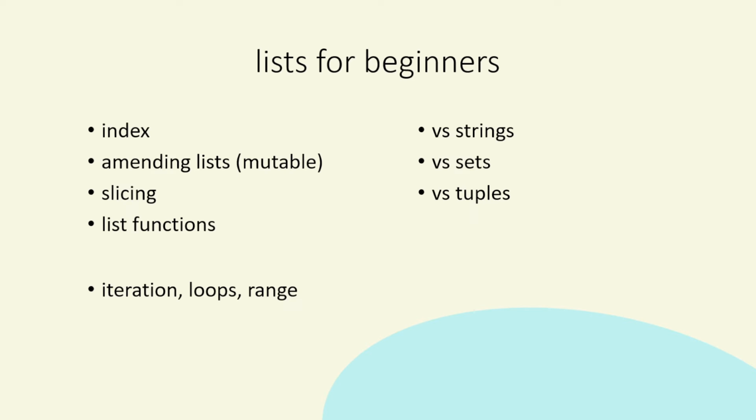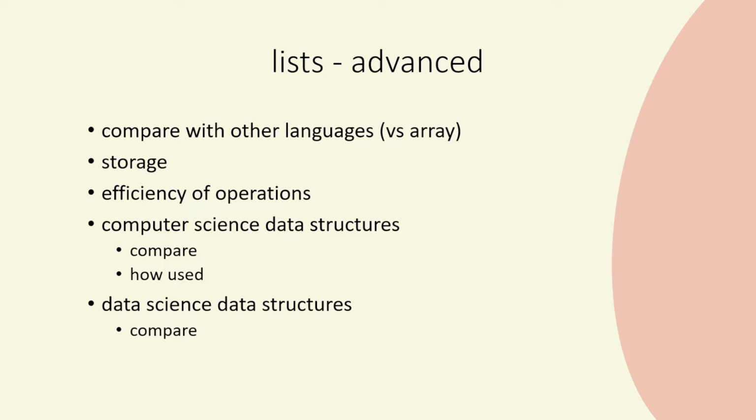Well, for lists for beginners, the important parts are an index is used to access elements of the list. We can change list elements. We can slice a list. We also have many functions that we apply on the list. We iterate through a list using a loop. We can also use something called range. So this is how we can print and access different elements in a list. And also we can compare lists with strings and sets and tuples. Now, as we said, we'll cover more advanced levels in lists, but this will be in the second part. Let's look at lists for beginners.